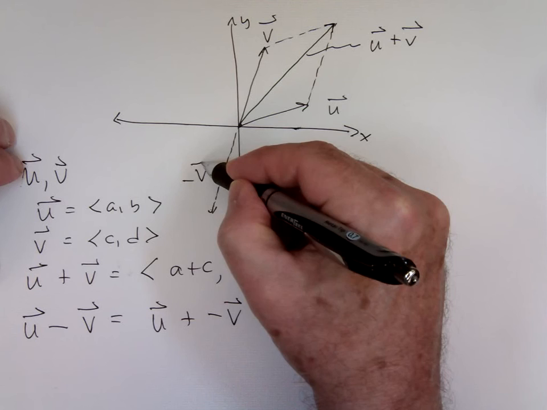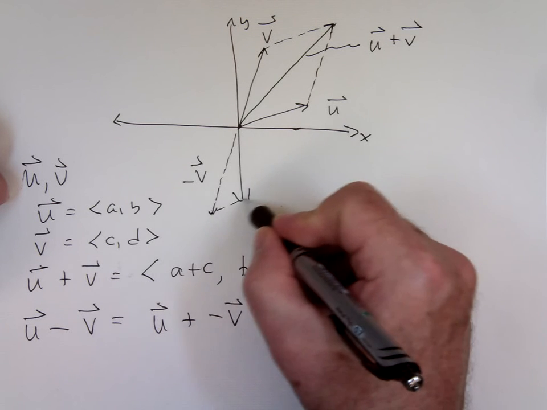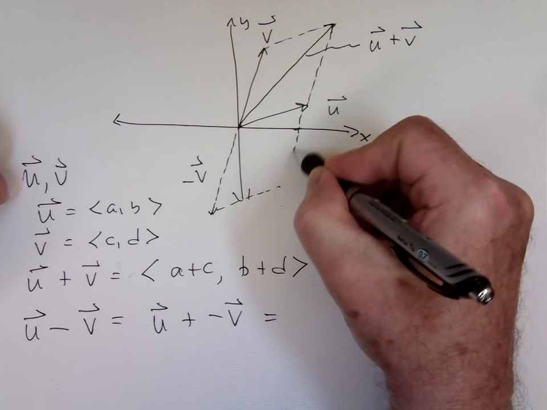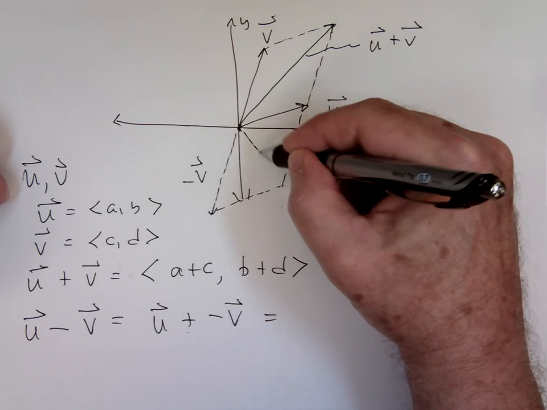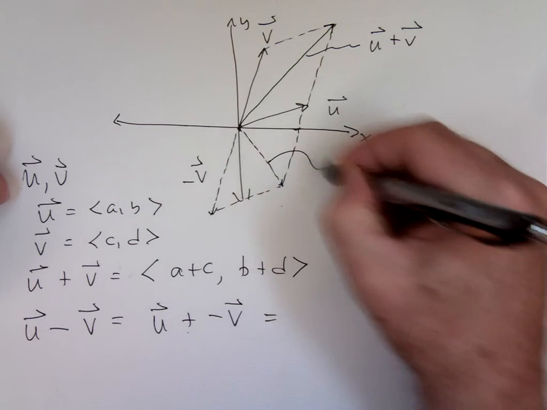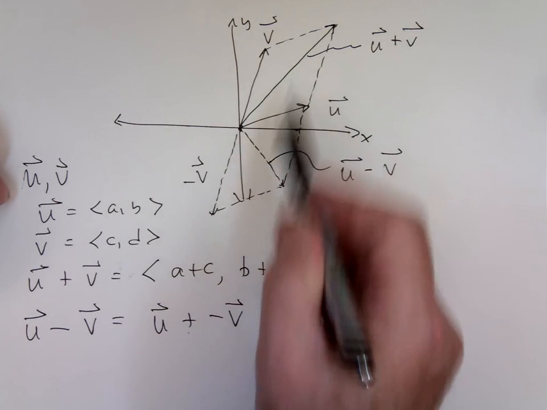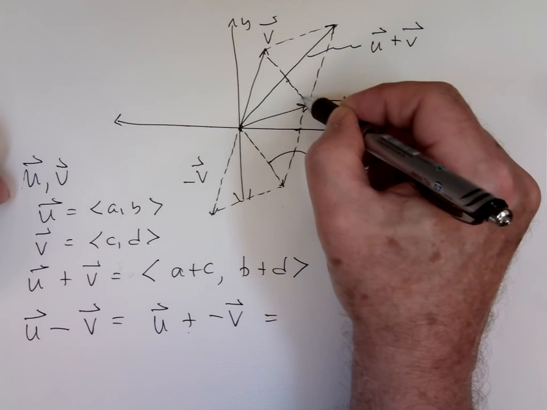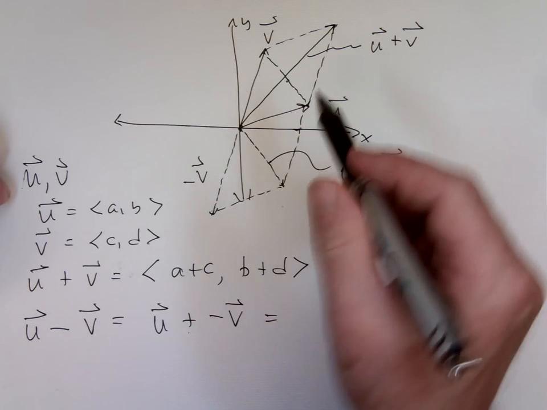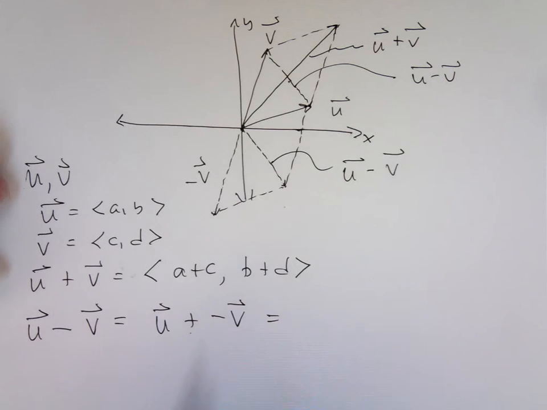Okay. Now I'm adding u plus the opposite of v. I'm going to complete the parallelogram. Take the sum, gives me this diagonal here. This is going to be u minus v. Back at the original, this vector and this vector are parallel with the same length, hence equivalent vectors. This is u minus v. It's the other diagonal to this parallelogram.